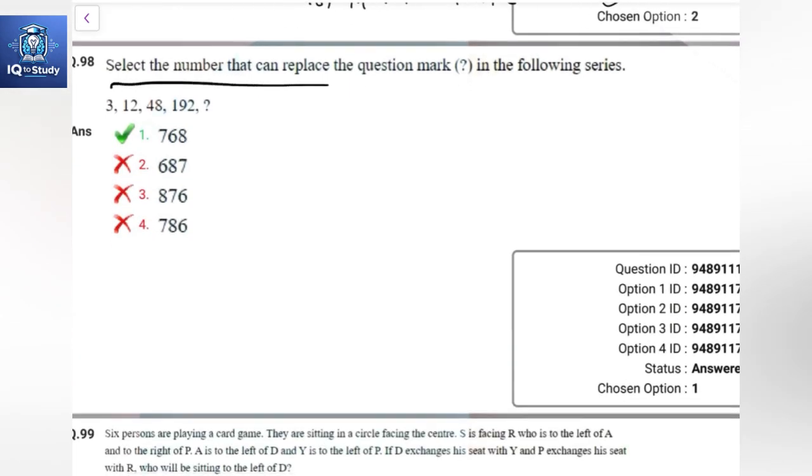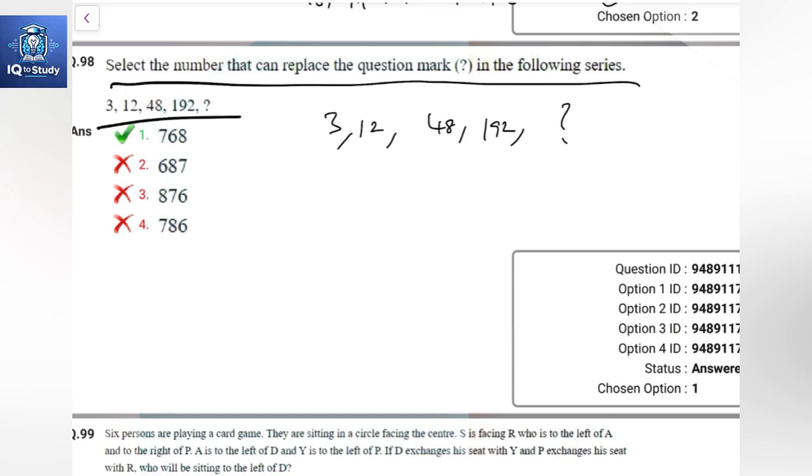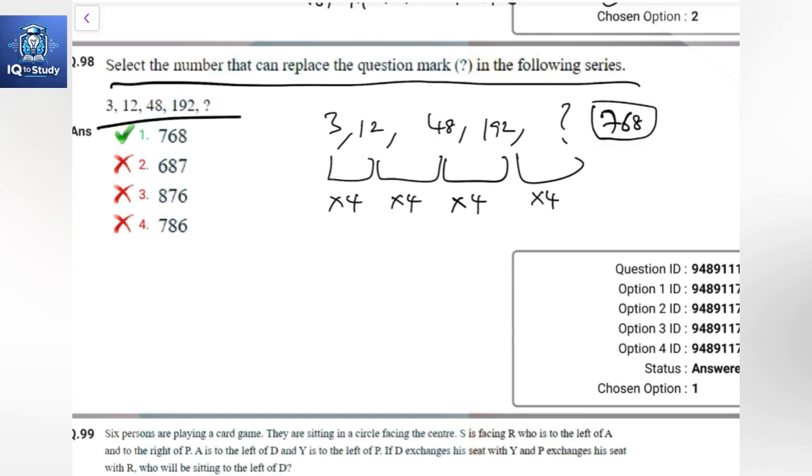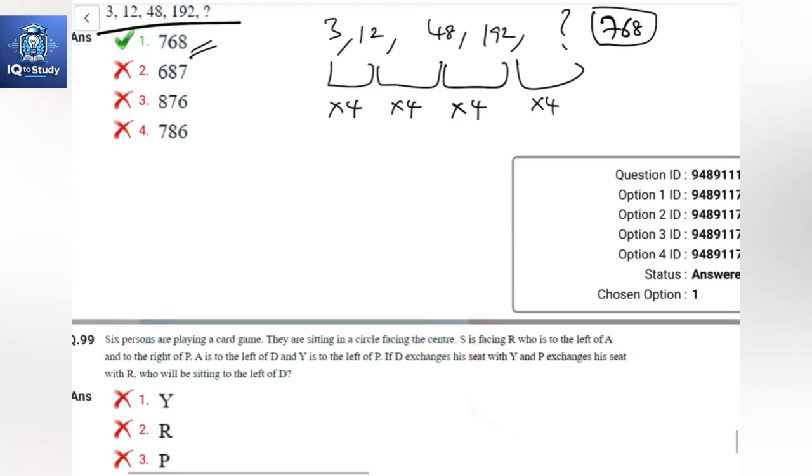Select the number that can replace the question mark in the following series. The given series is 3, 12, 48, 192 and question mark. The logic is like 3 into 4 is 12, 12 into 4 is 48, 48 into 4 is 192. Similarly, 192 into 4 is 768, which is option number 1. So, option 1, 768 is the right answer.